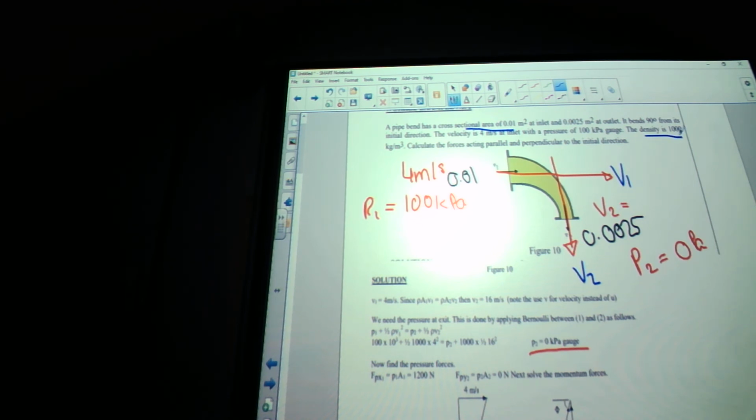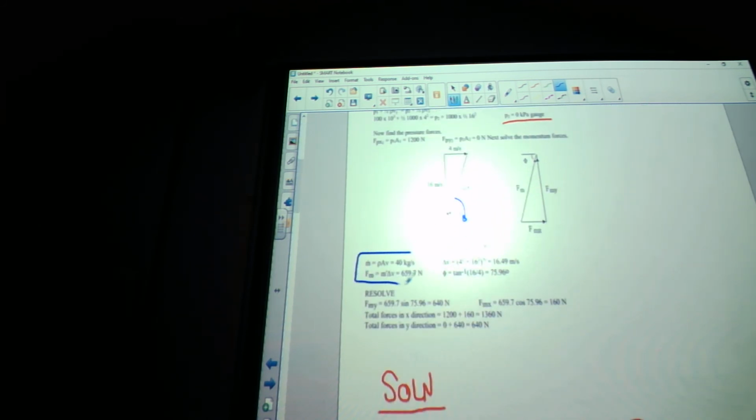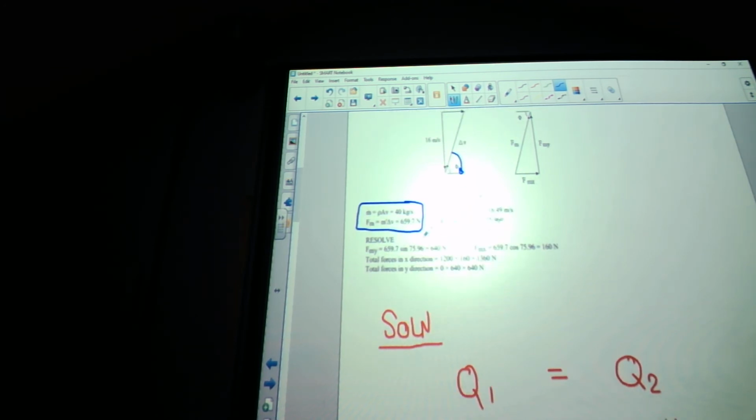Now the density is given. Density is given as water, so density is given as 1000 kilograms per meter cubed. So then we can use that equation to find out the mass flow rate. Mass flow rate is density multiplied by the area multiplied by the velocity.